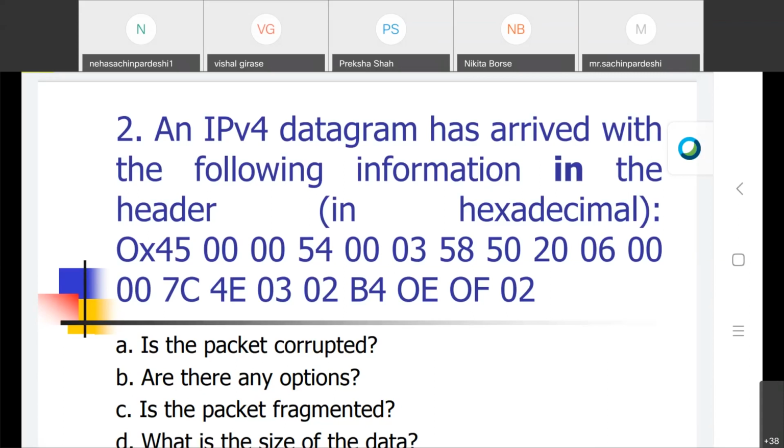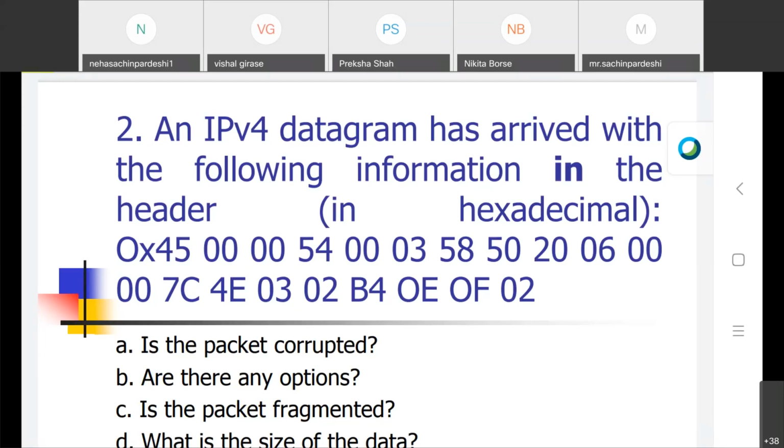The 16-bit field defines the total length. So 0054, 0054 is the total length. In hexadecimal, 54 is the total length, so you have to convert it into decimal and you will get the total length. In this way, this problem will be calculated.